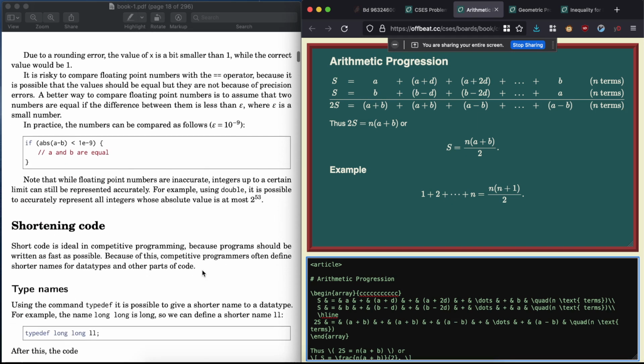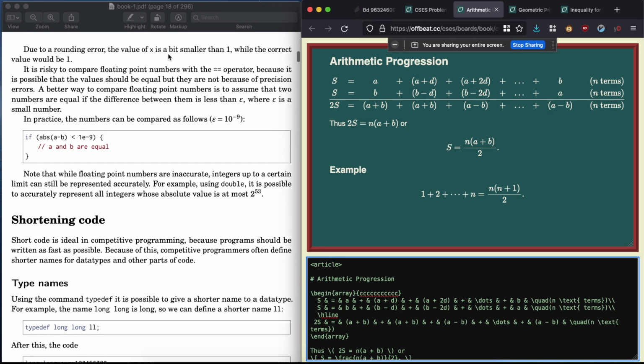I'll just scroll the page and place it like this. Yeah. So it says it is risky to compare floating point numbers with the equals operator because it is possible that the values should be equal, but they are not because of precision errors. A better way to compare floating point numbers is to assume that two numbers are equal if the difference between them is less than epsilon, where epsilon is a small number. So since we cannot do an exact equals comparison, what we'll do is that the two numbers that we want to compare, we'll just compare that the difference is less than some very tiny value. This is to account for mismatch in values due to rounding errors.